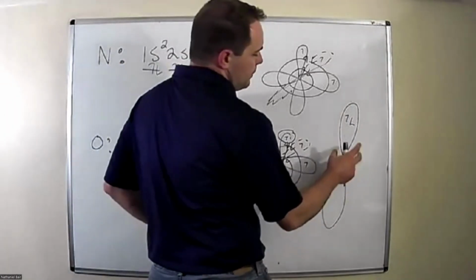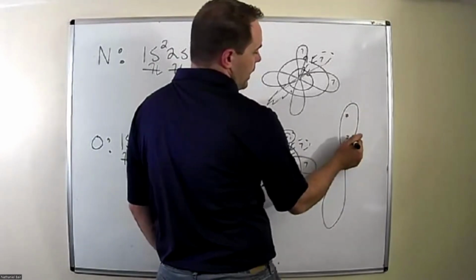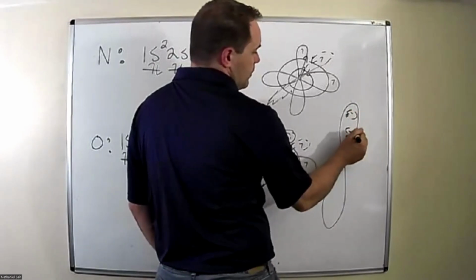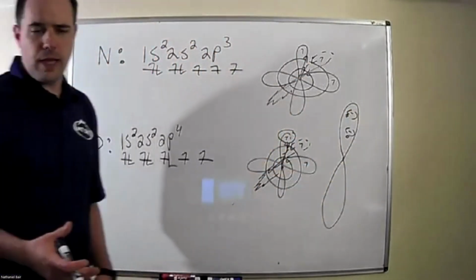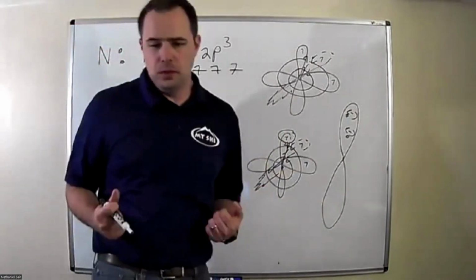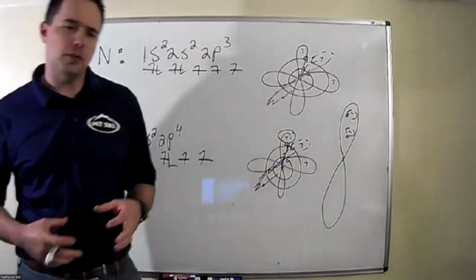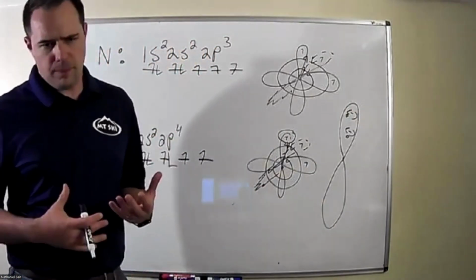But what's going on here? We now have two negative particles, two negative electrons being forced to occupy the same space. Well, do they like doing that? Opposite charges attract, like charges repel. So by forcing two negative particles into the same area, you increase the energy of the atom.